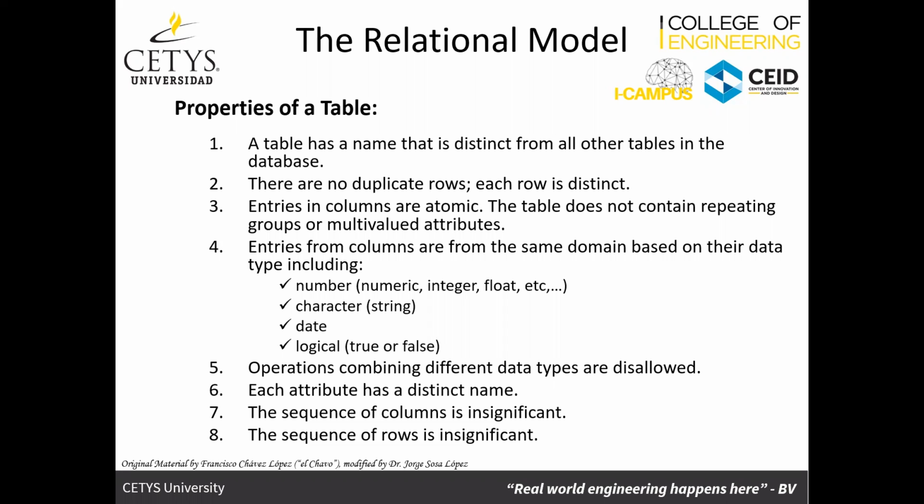Entries have to be unique. We shouldn't mix data types. Attributes should have the same data type and domain. We shouldn't do operations with different data types. Entries should be atomic. Maybe 7 and 8 are the ones that might seem weird, but those are also attributes of a table. So the sequence of the columns and rows is insignificant.